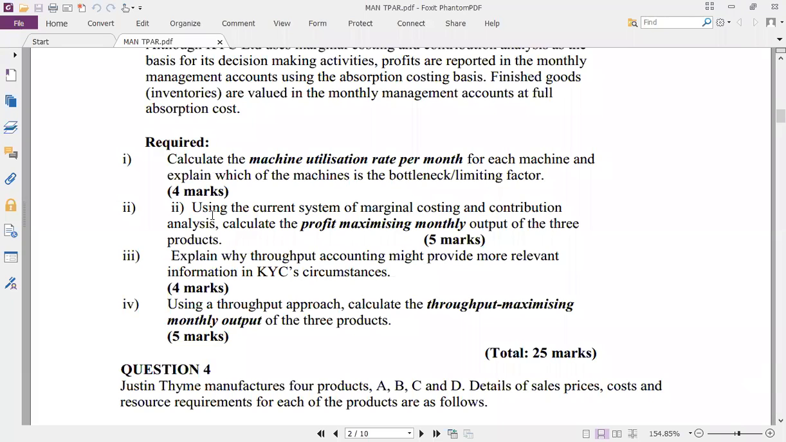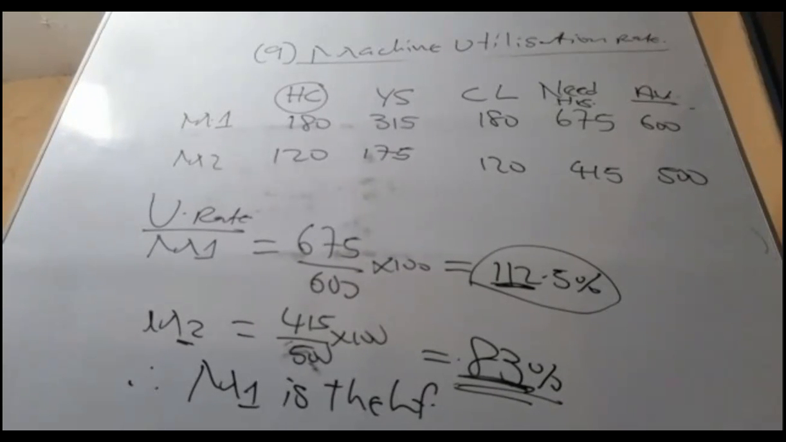The second requirement states that using the current system of marginal costing contribution analysis, calculate the profit maximizing monthly output for the three products. So that one, the steps that we know for throughput, the same steps we are going to use, but here the underlying factor is contribution. We are going to meet this question again under limiting factor analysis. So now let's clean the board and get it done.